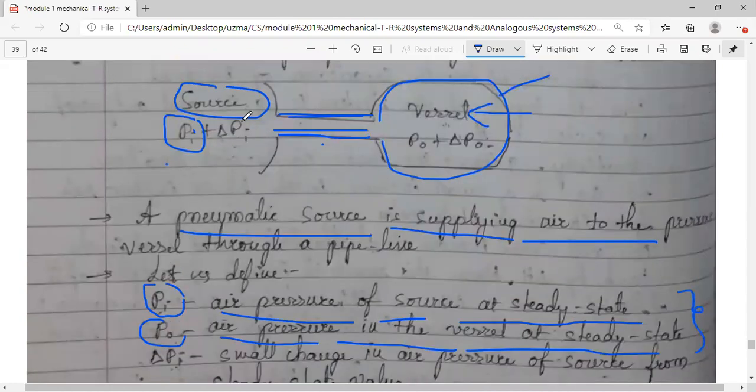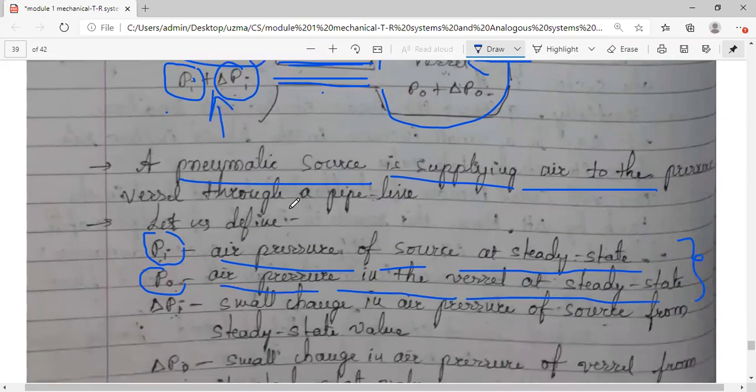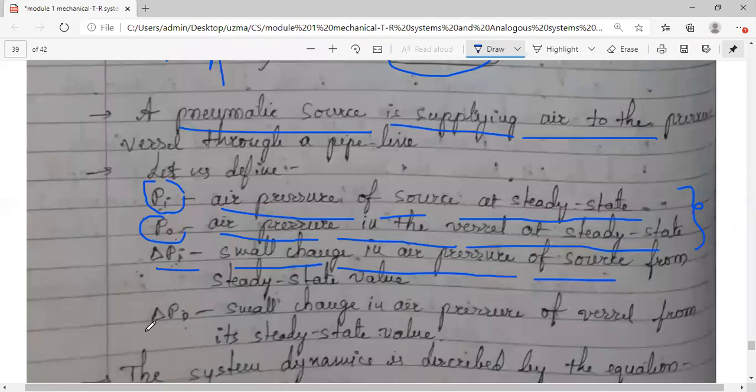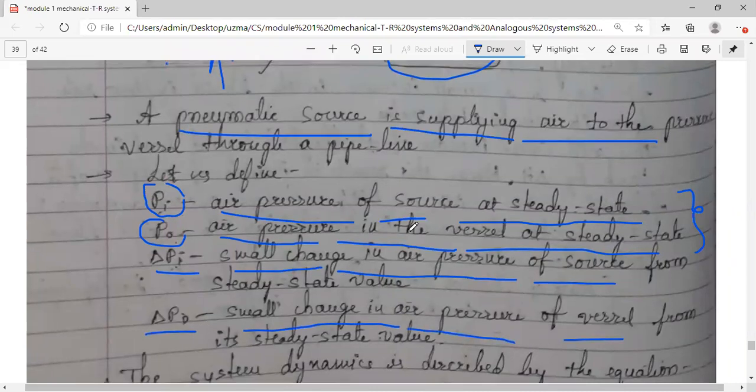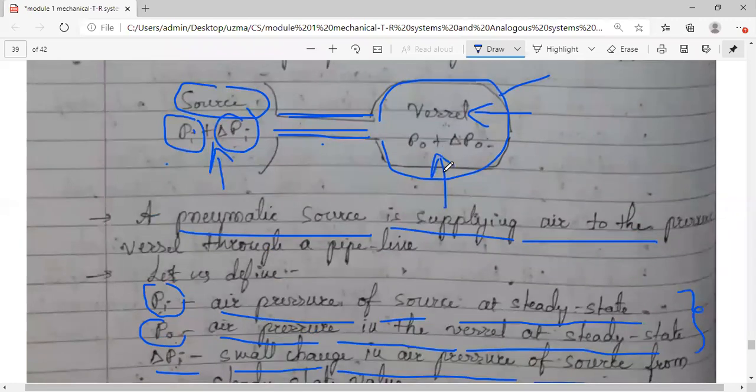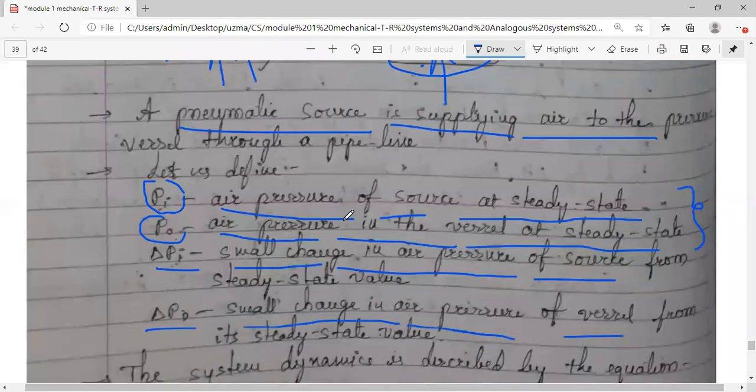So what will happen if the pressure changes? What I'm doing is a small change in the air pressure at the source. If the pressure here changes, what will happen inside this vessel? If delta Pi is the change in the air pressure at the source side, then delta P naught will be a small change in the air pressure at the vessel side. So whatever pressure is built inside will also change. If you change this pressure, this will also change the air pressure.